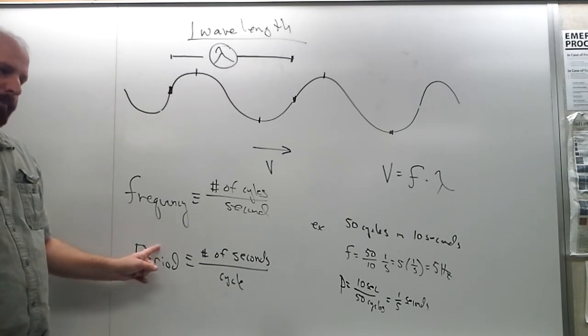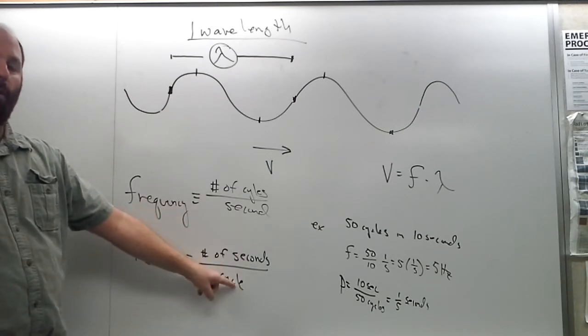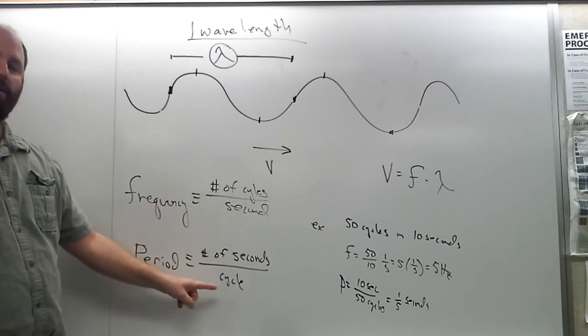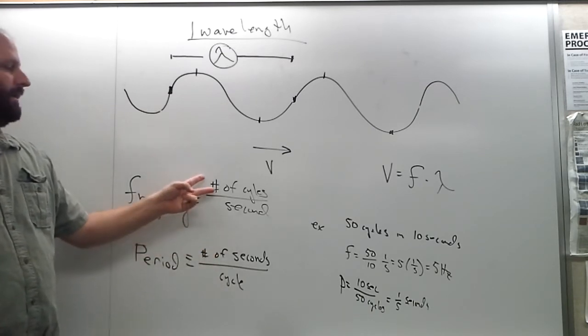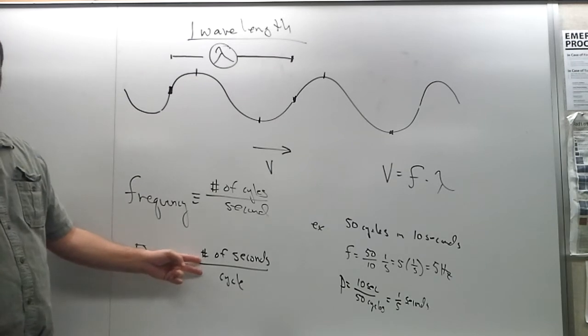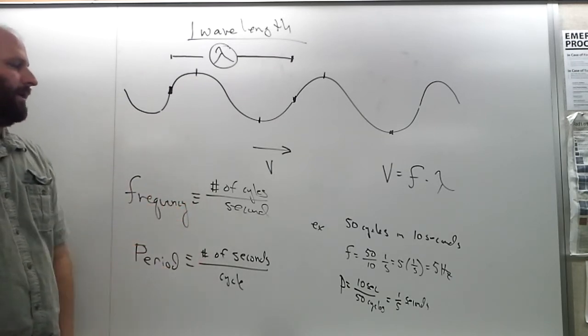Another important property is the period. Now the period is the number of seconds that it takes for one cycle to occur. So it's the number of seconds per cycle. If you look at these two relationships, it's very clear to see how they're related. This is the reciprocal of this thing. Right? So once you know the frequency, basically you know the period.